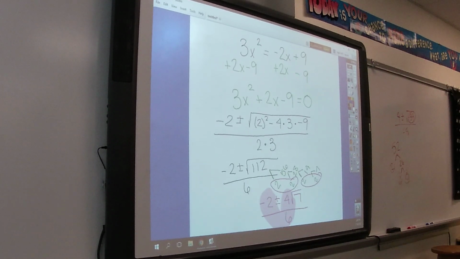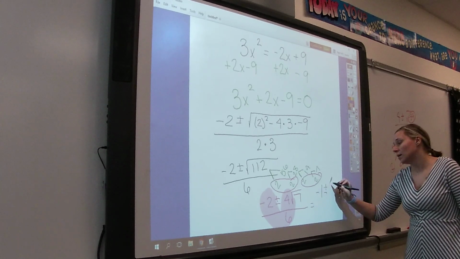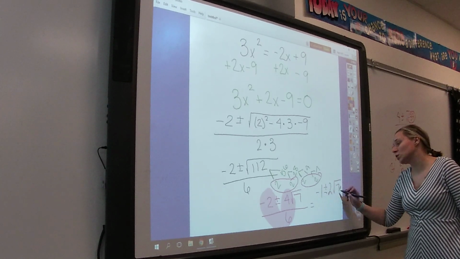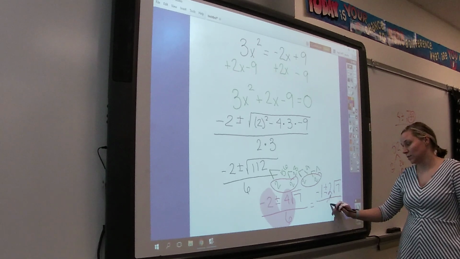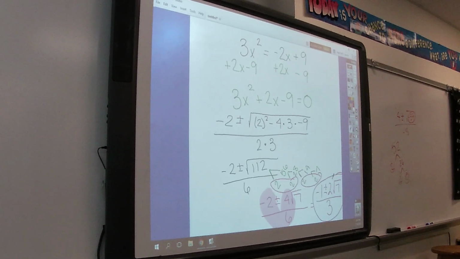What goes into -2? That will also go into 4. That will also go into 6. 2. And so this will become -1 plus or minus 2 square root 7 all over 3. It's still a fraction. It's still 2 answers. It's still weird, but we are done.